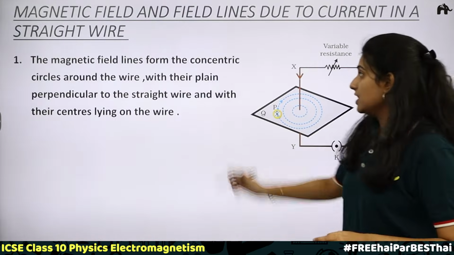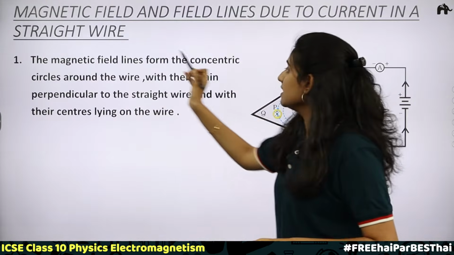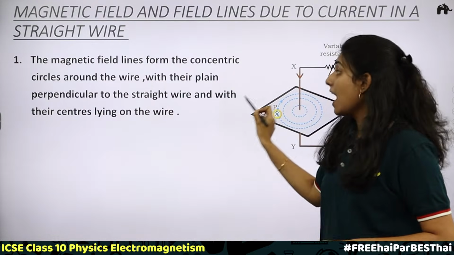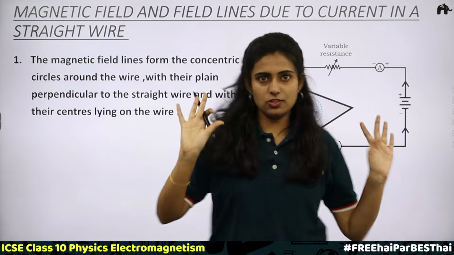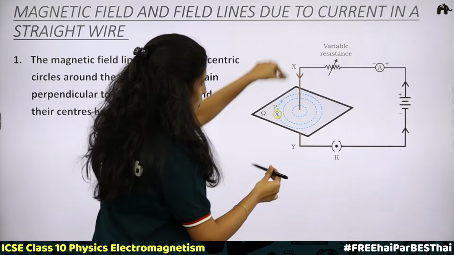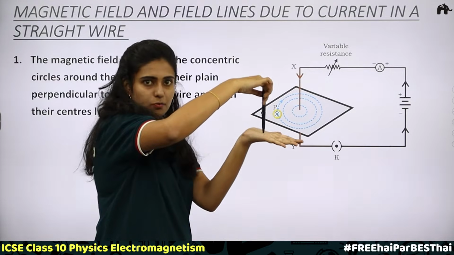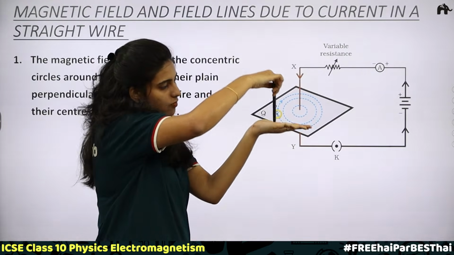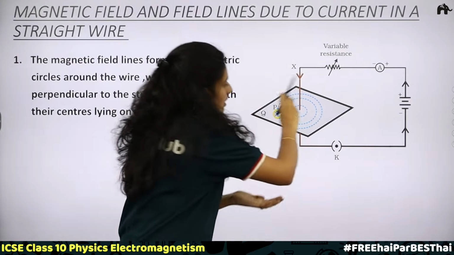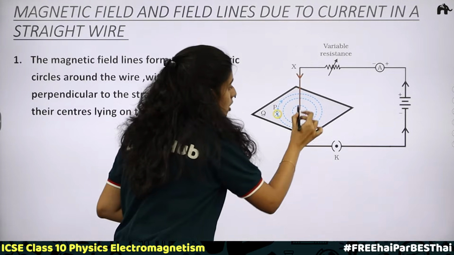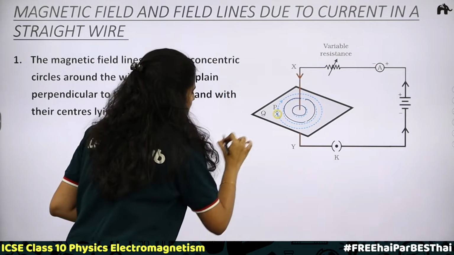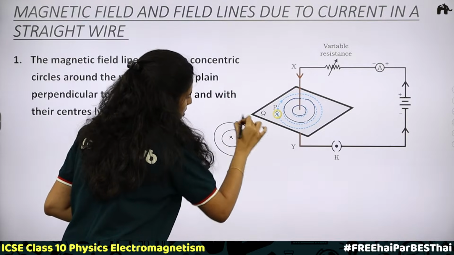The first observation is the magnetic field lines form concentric circles around the wire with their plane perpendicular to the straight wire and with their centers lying on the wire. You can see in this diagram that this is your wire, and this is how the cardboard is. Through this cardboard the wire is being passed. Now the iron filings put here get arranged in the form of concentric circles. What are concentric circles? Circles with the same center.